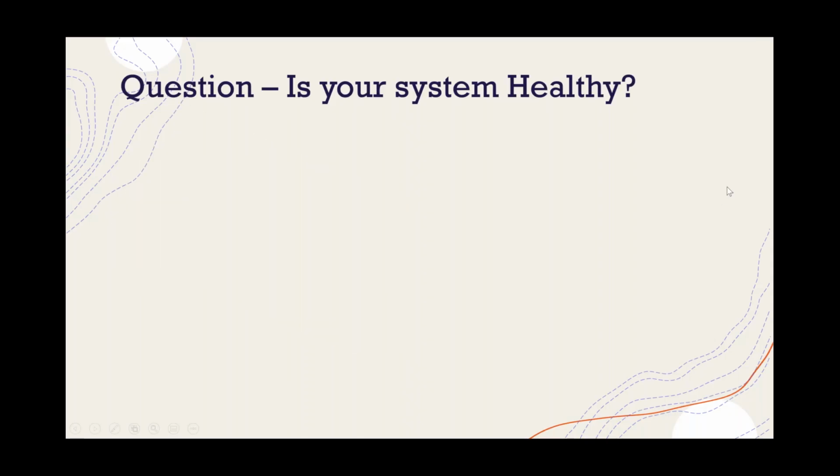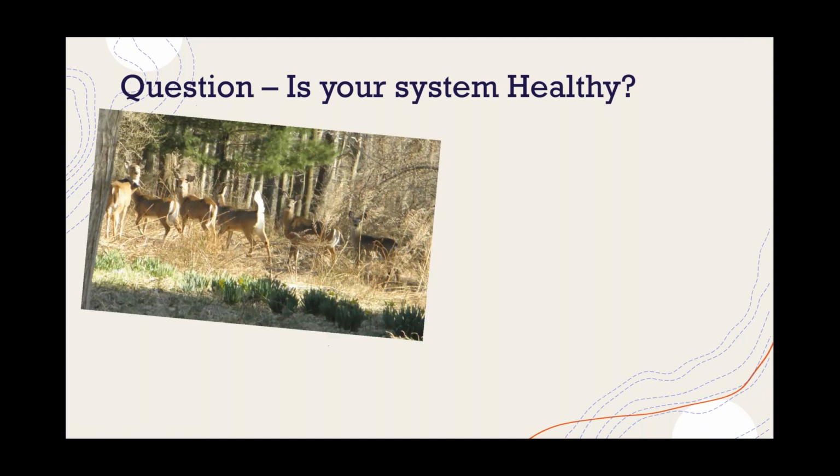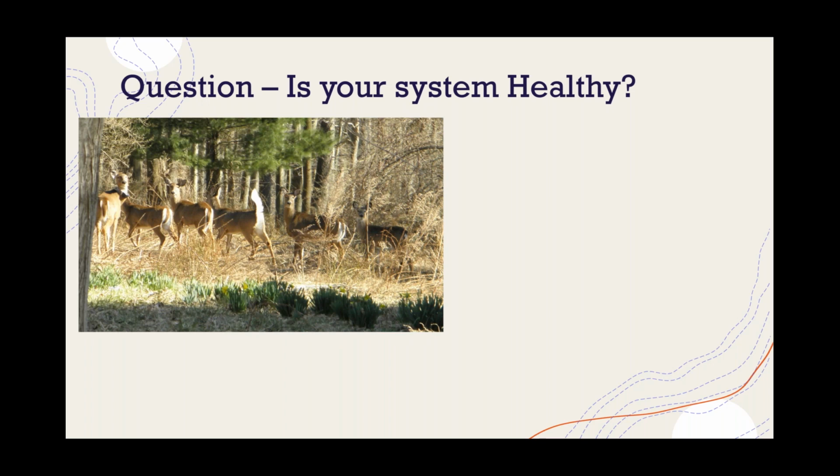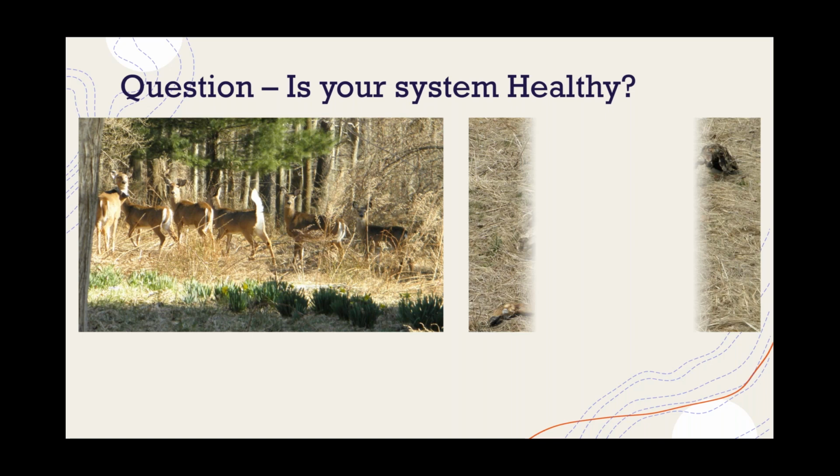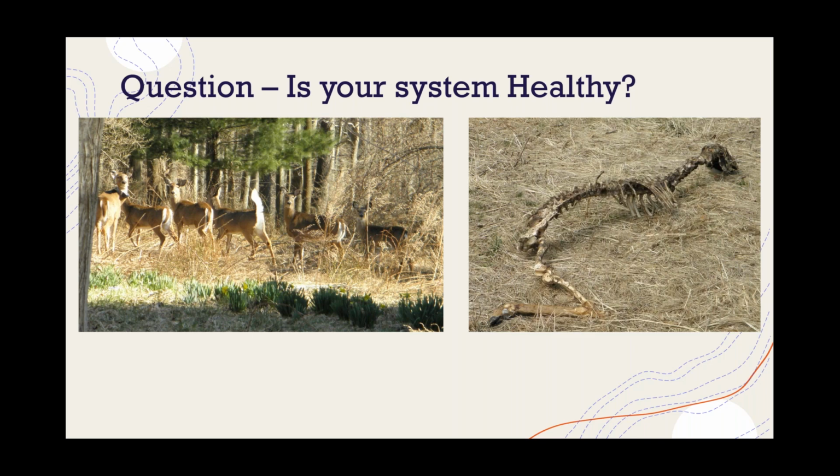So the question then becomes, do you have a healthy system? Well, one of the joys of working out with rain gauges is we get to see herds of deer and flocks of turkey and different things running around. And hopefully, thankfully, they're all good and healthy. They enjoy running around. But occasionally we run across something that needs life support. And sometimes it's beyond life support. So is your system healthy? Or is it in need of something we've talked about here today?